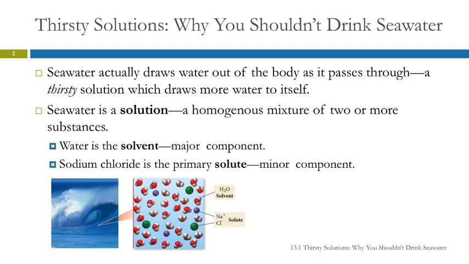So the solvent and the solute are the parts of a solution. Every solution has to have one solvent and one or more solutes. In general, the solvent is the substance that's present in greater amount, and the solute is present in lesser amount.